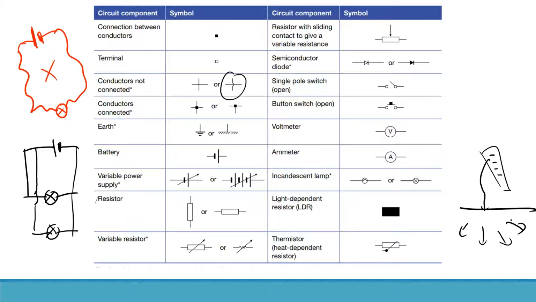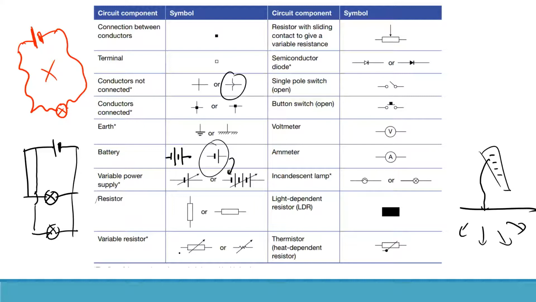The battery symbol is the next one. After that, we've got a variable power supply, which is usually indicated with an arrow. To be honest with you, this is a little bit wrong. This is not actually a battery. This is a cell. A cell is one single unit of a battery. In order to have a battery, you need to have more than one of these. But it doesn't matter too much.